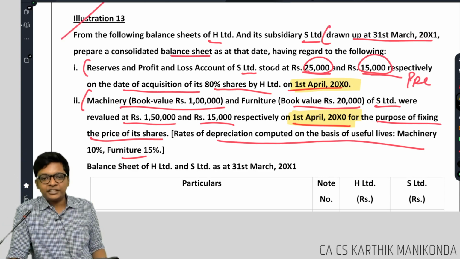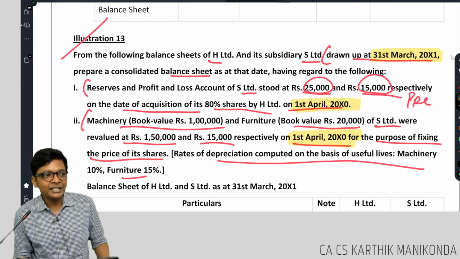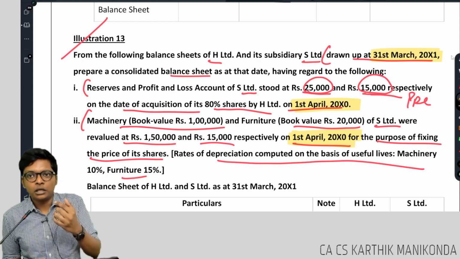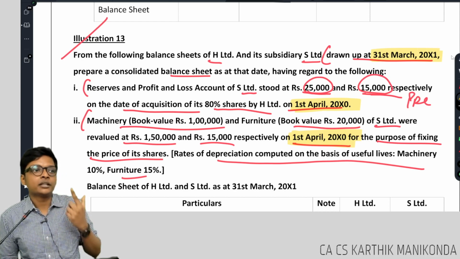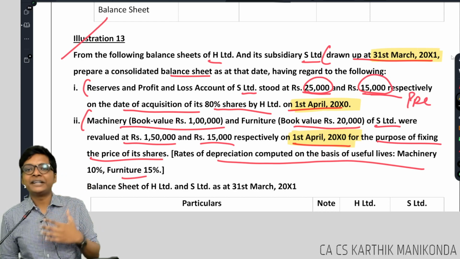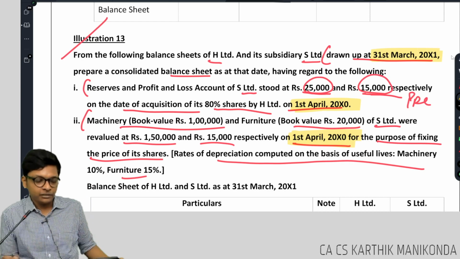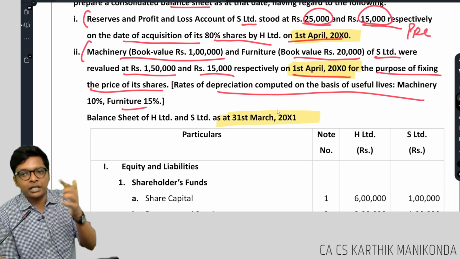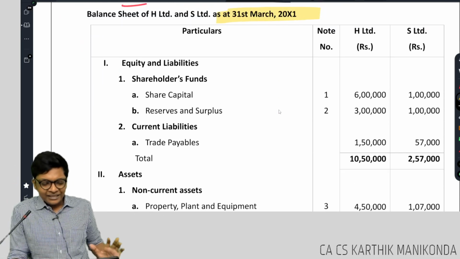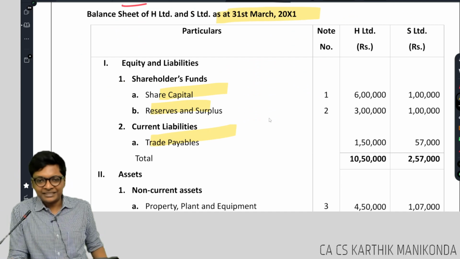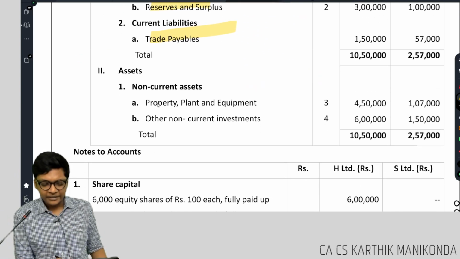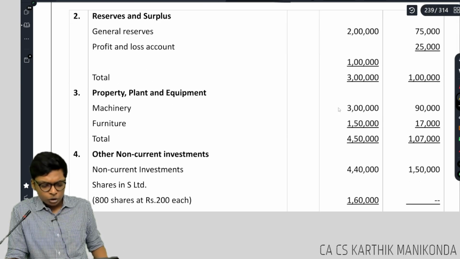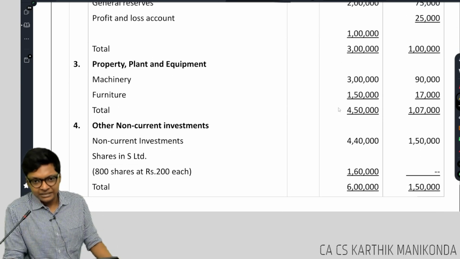What is the date of consolidation? 31st March 2021. So from date of acquisition to date of consolidation, how long is over? 1 year. 1 year got completed. Are you following, guys? The balance sheet given also is as on date of consolidation, after 1 year. Fairly simple. Share capital, reserves, liabilities, nothing great. Assets are also given, PPE, other non-current investments. Down you have the notes, which is fairly simple.